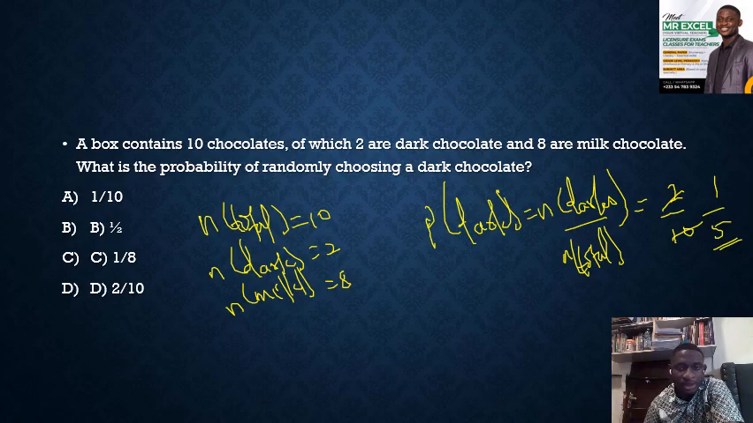So let's come to our options and see, do you have 1 out of 5 in there? No, strangely. Oh, I think it's a typo. This is supposed to be 1 out of 5. Let me correct it. So option A is ideally supposed to be 1 out of 5. So that's it.